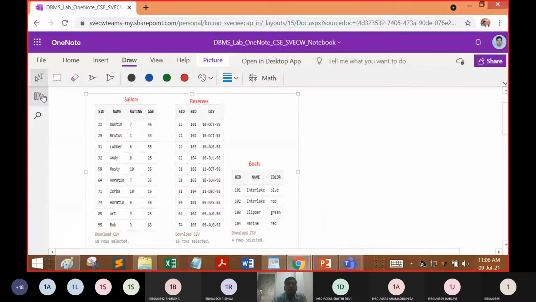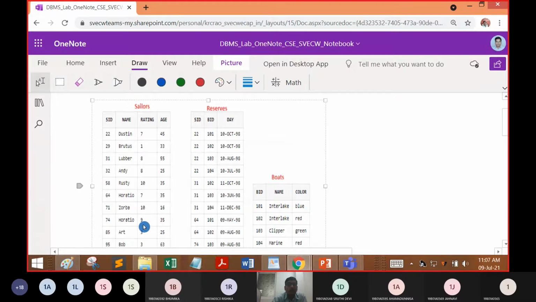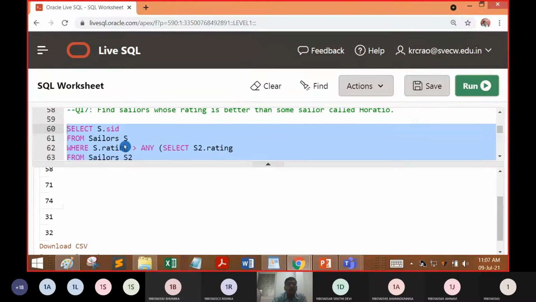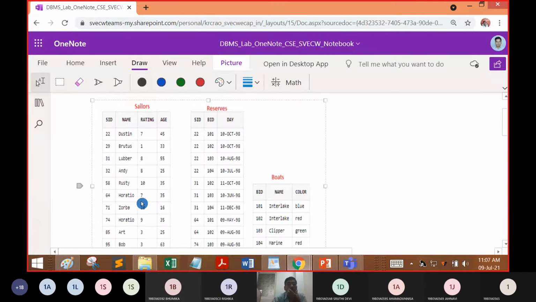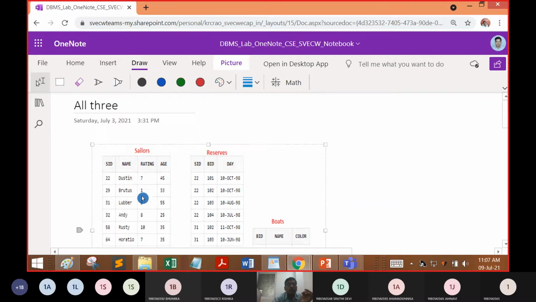So now you can see at this point of time, that is Horatio rating was 7 and Horatio rating was 9. So now we are saying any sailor. So first Horatio, who is greater. So first who is greater than 7, that can be Luber, Andy, that is 31 and 32. Next one it takes up 74. So this is all regarding 1.